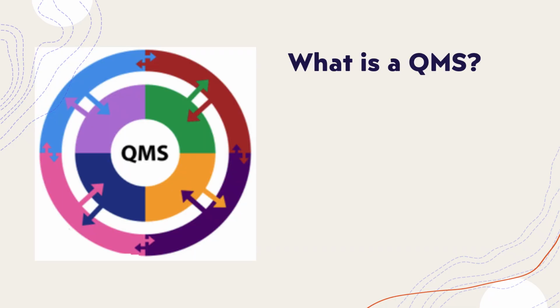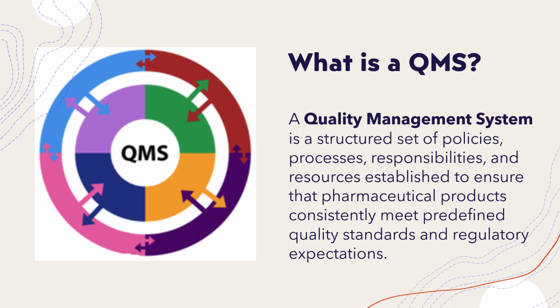Here, first we will discuss what a QMS, that is a quality management system, is. We'll discuss the basic definitions. A quality management system is a structured set of policies, processes, responsibilities and resources established to ensure that pharmaceutical products consistently meet predefined quality standards and regulatory expectations, right? In simple terms, you can say the QMS is how an organization ensures its products are manufactured safely, effectively, and in a way that is traceable and compliant with the respective regulations, right?